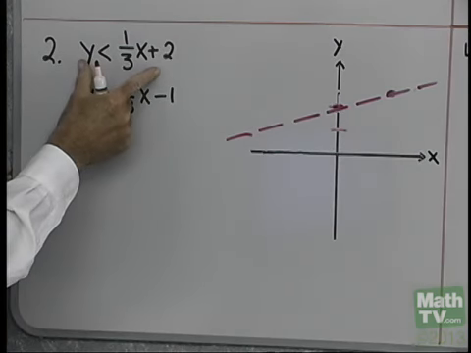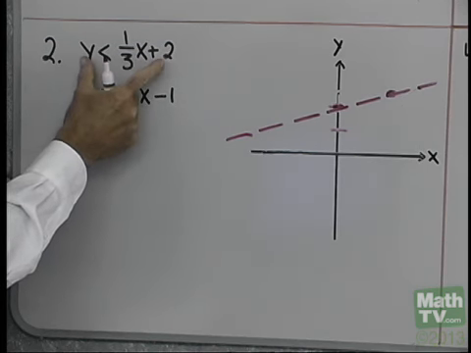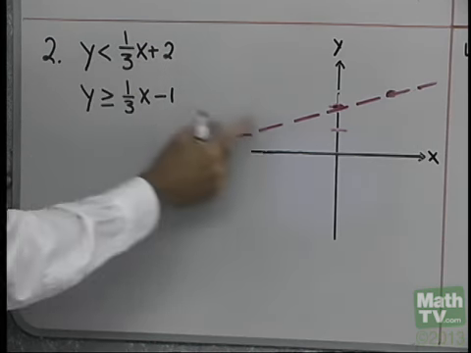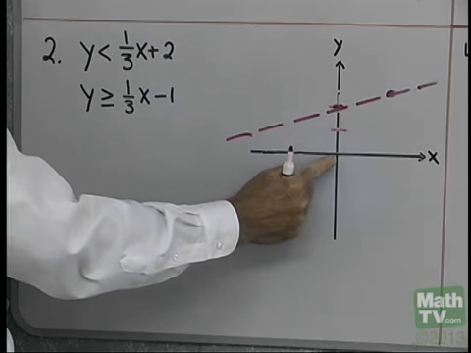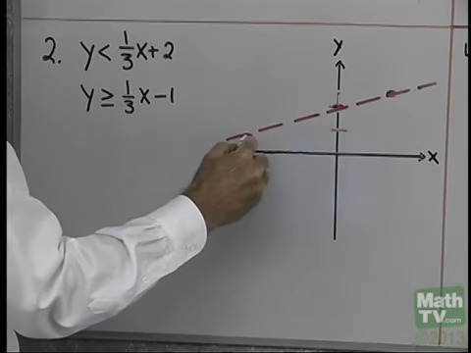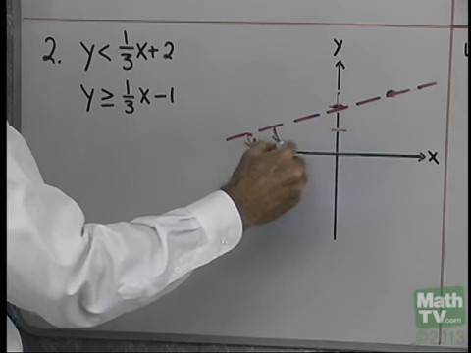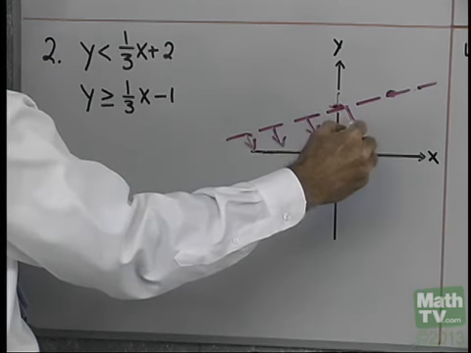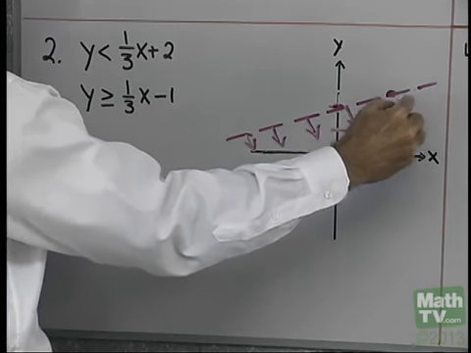I can check the coordinates of the origin in this inequality. 0 less than 0 plus 2, that's 0 less than 2. So I know I get a true statement. The origin is on the solution set side of the boundary. So this time I'm just going to draw in some little arrows that show me which way this solution set goes.